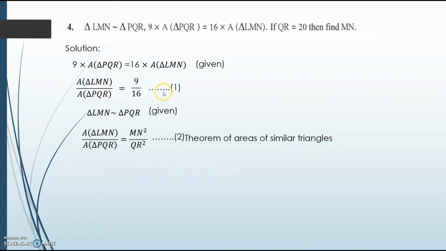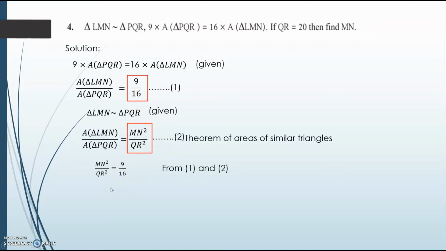Now look at step number 1 and 2. Area of triangle LMN upon area of triangle PQR. Both step number 1 and 2 have got the same things on the left hand side, which means our right hand side should also be same. So that's what I wrote. MN square upon QR square is equal to 9 upon 16.